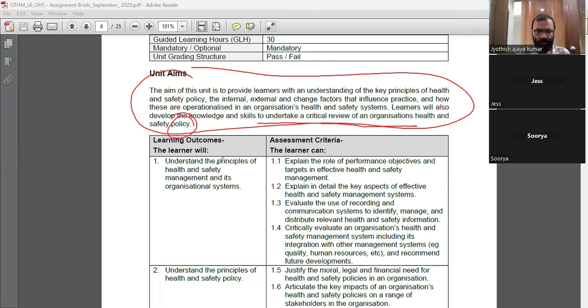Okay. So understand the principles of health and safety management and its organization system. This is the learning outcome. For that, explain the role of performance objectives and targets in effective health and safety management. Explain in detail the key aspects of an effective health and safety management system. Evaluate the use of recording and communication systems. Critically evaluate an organization's health and safety management system. If I am reading all these things, you will feel that this is very difficult.